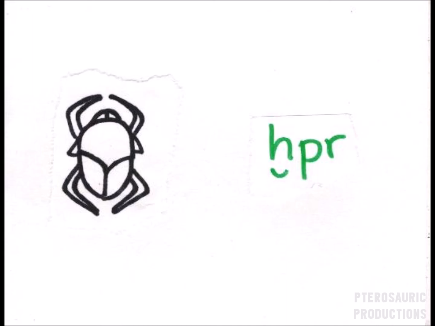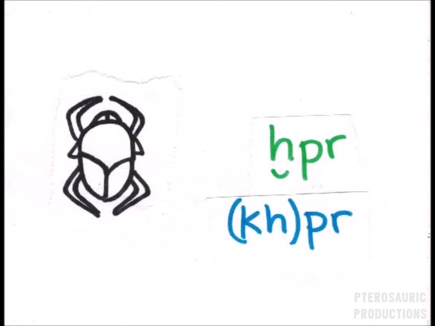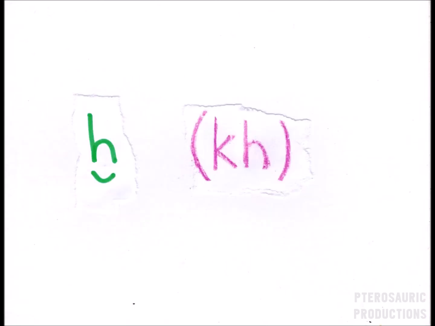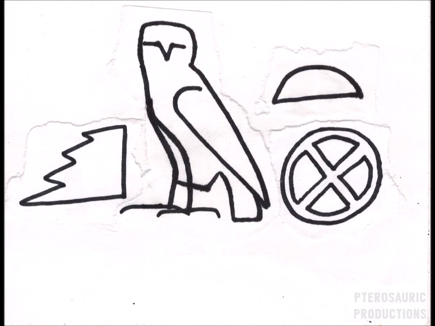Next is a senet board, and it can mean enduring or permanence, and it is spelled M-N. Alright, and then we have the dung beetle, and this is spelled H with a slidey do, P-R, which we should remember from our alphabet video that would be K-H-P-R if you were going to pronounce it.